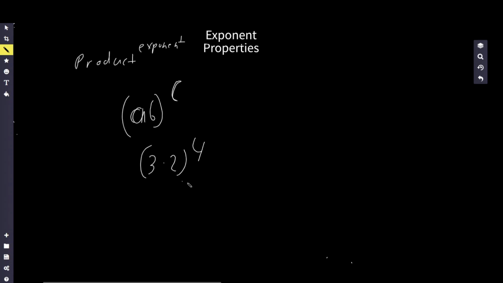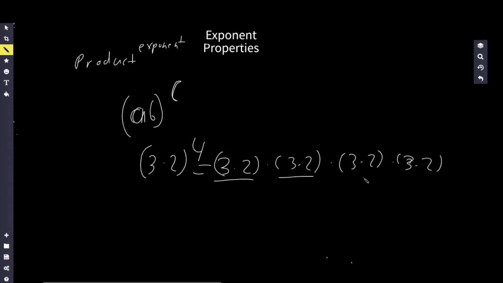There's actually one way to simplify this. To see how, let's use an example, like 3 times 2, to the 4th. So this is 3 times 2, multiplied by 3 times 2, times 3 times 2, times 3 times 2. We're taking this base, 3 times 2, and multiplying it by itself 4 times. That's what an exponent is. Now, one thing you might notice is that we have 4 3's and 4 2's.